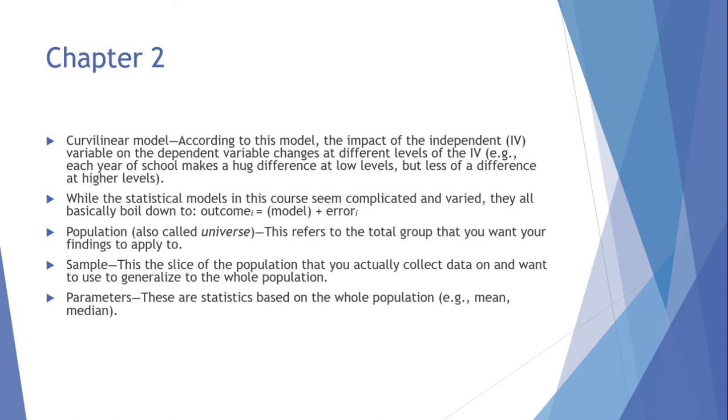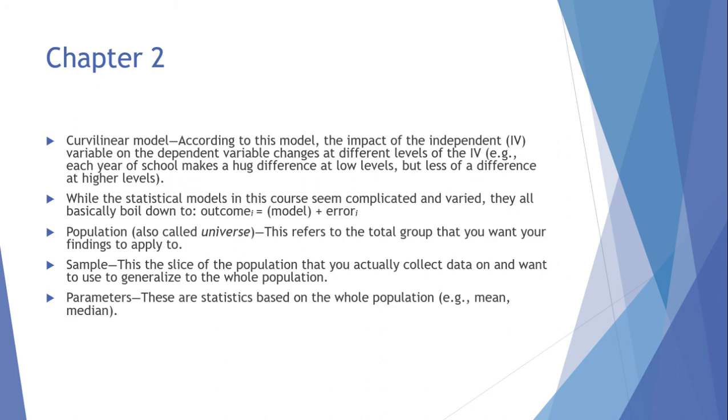Parameters. Now there's a couple more fancy terms. A parameter is a statistic that's based on the whole population. So this is more theoretical because we usually don't get parameters. We don't calculate parameters because we don't have information on the whole population.